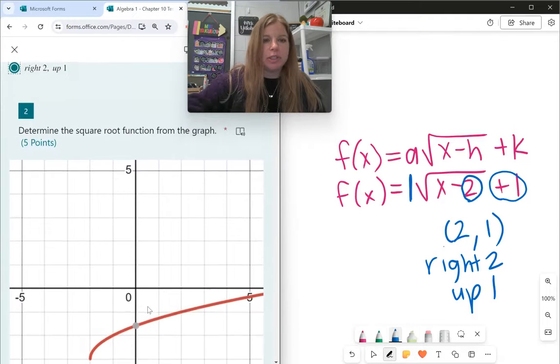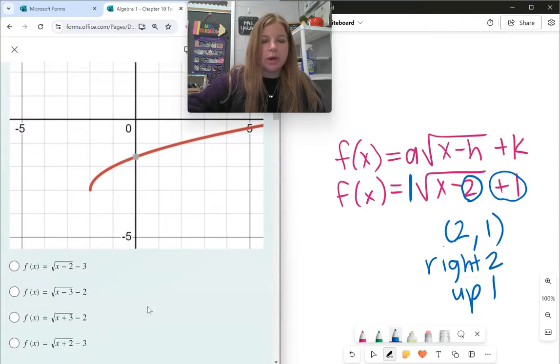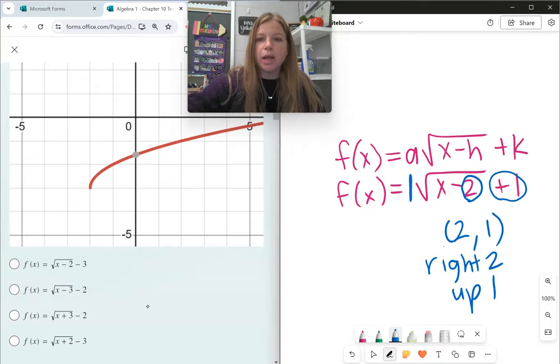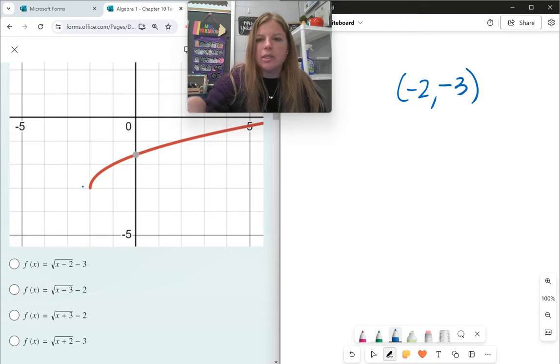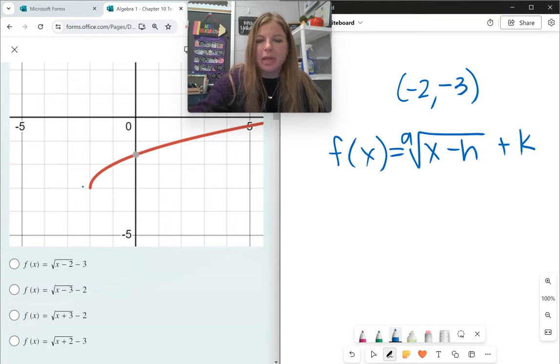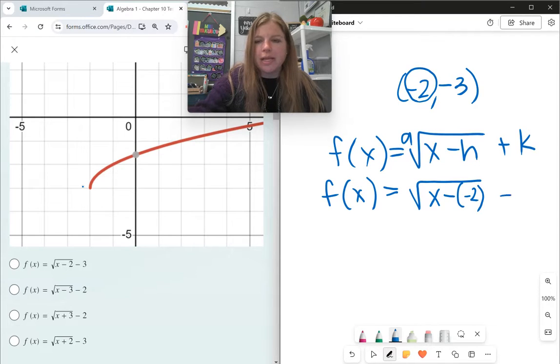Next one, number 2, determine the square root function from the graph. So here's kind of like the opposite idea. What I want to do is see what's the vertex, what's my hk. So when I look at this, I see that my vertex is at -2, -3. Okay, so -2, -3. So let's say I have my f of x equals a times the square root of x minus h, and then plus k, and I plug those numbers in. I get f of x equals square root x minus, my h value is -2, and then I have minus 3 at the end for my k because this is my hk.